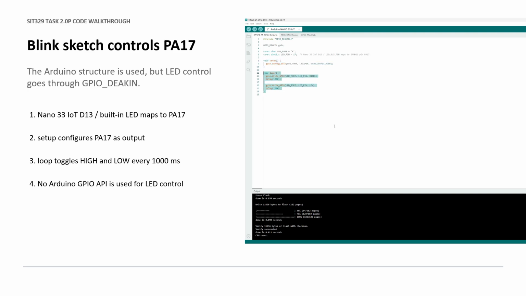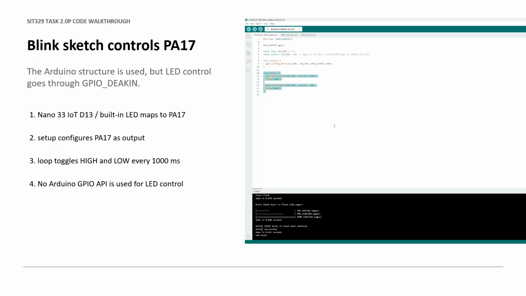In loop, I call GPIO write GPIO to set PA17 high, then delay for 1000 milliseconds, so the LED stays on for 1 second. After that, I call GPIO write GPIO again to set PA17 low, then delay for another 1000 milliseconds, so the LED stays off for 1 second. This creates a repeating 1 second on and 1 second off blink pattern.